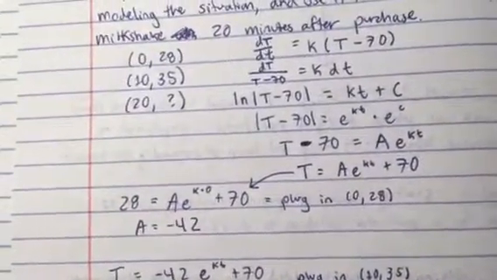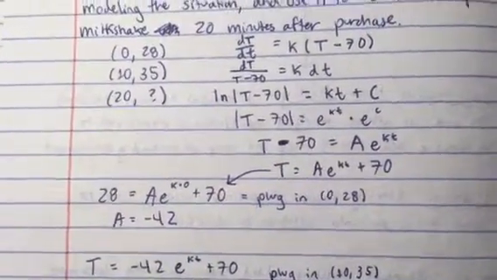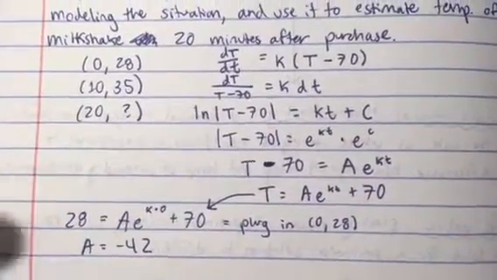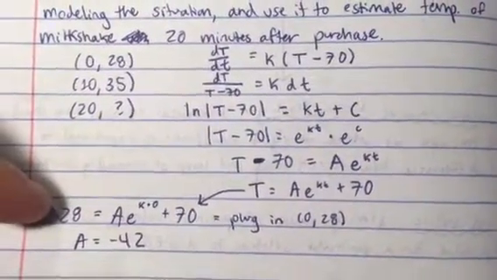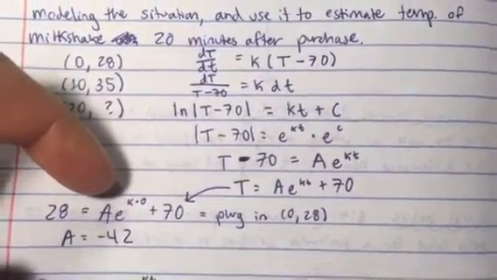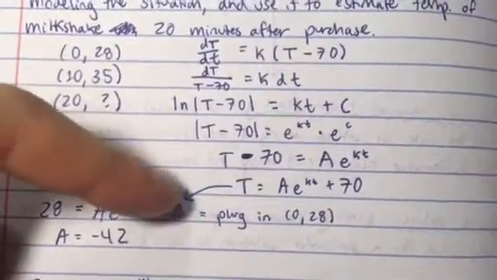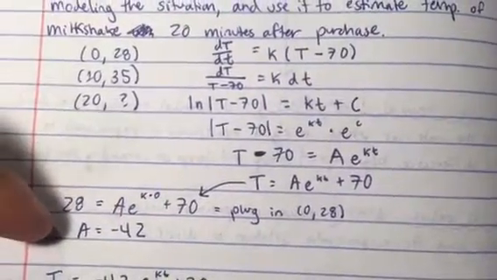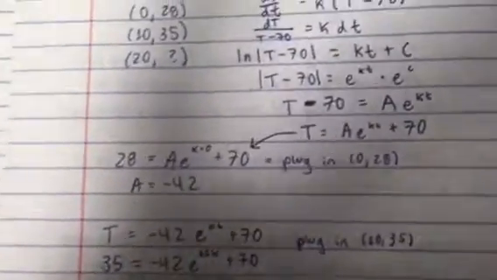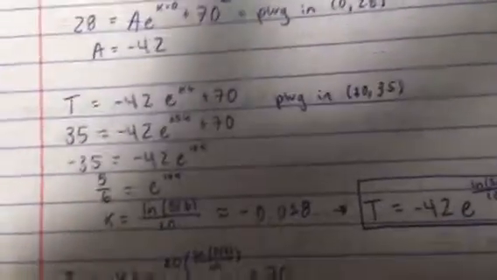Okay, so the next step is to plug in our initial value that we're given. Because we know that the capital T is temperature and the lowercase t is time, we're able to plug in 28 for 28 degrees Fahrenheit at 0 minutes. And then e to the 0 is 1, anything to the 0 is 1. So we just have to subtract 70. 28 minus 70 is negative 42. So now we know two variables from the general formula for heating and cooling.